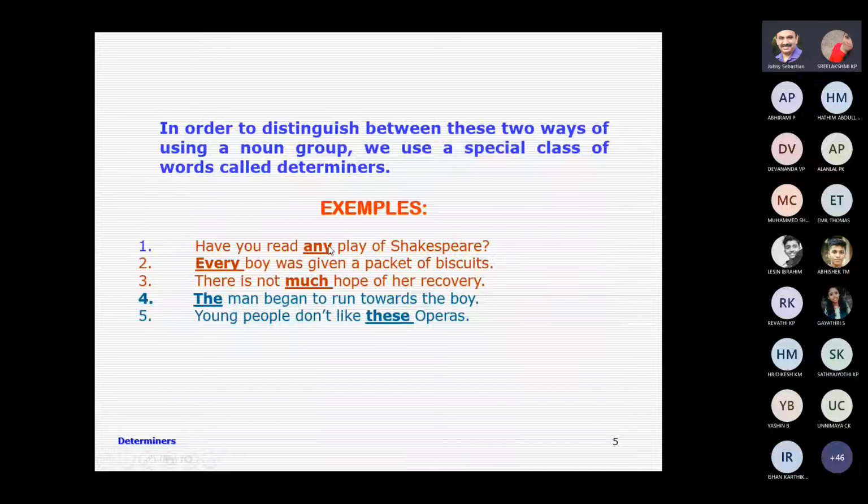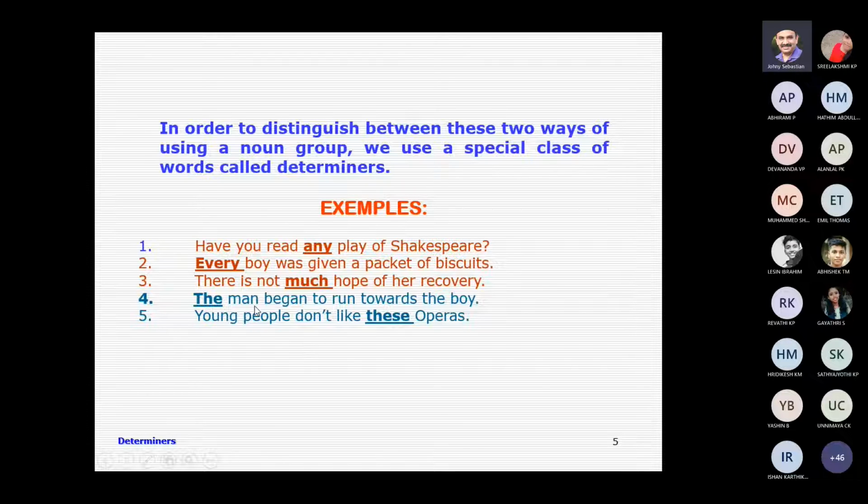Every boy was given a packet of biscuits. It was given to everyone. Every means all. Every is a determiner. To whom was it given? Every. There is not much hope in her recovery. This is a quantity, much. There is no expectation of the recovery. So here, much is used as a determiner.